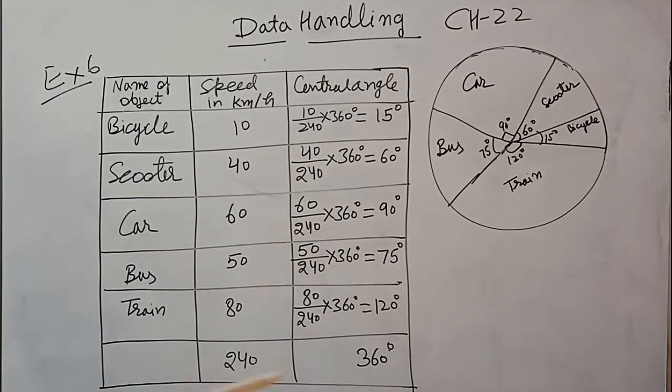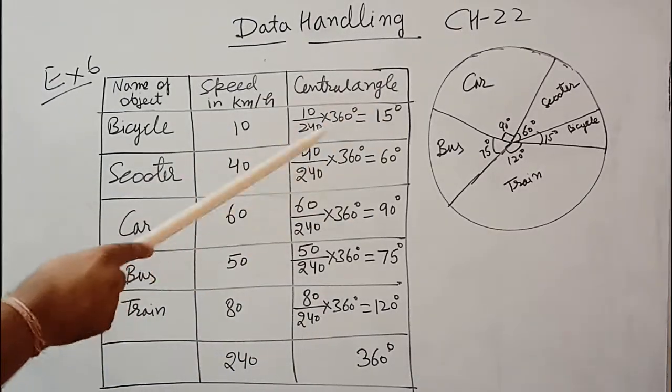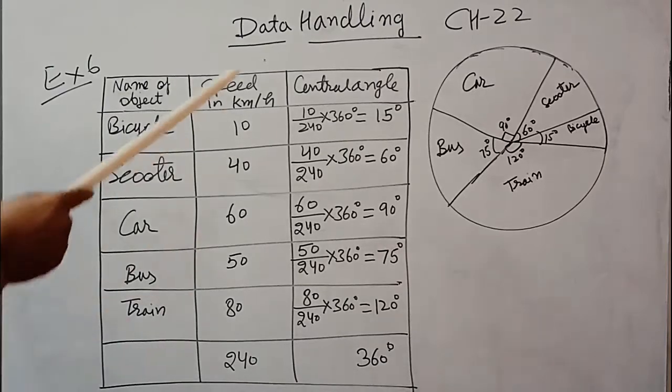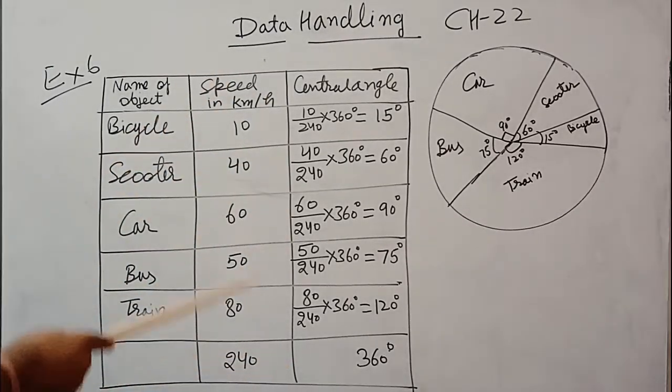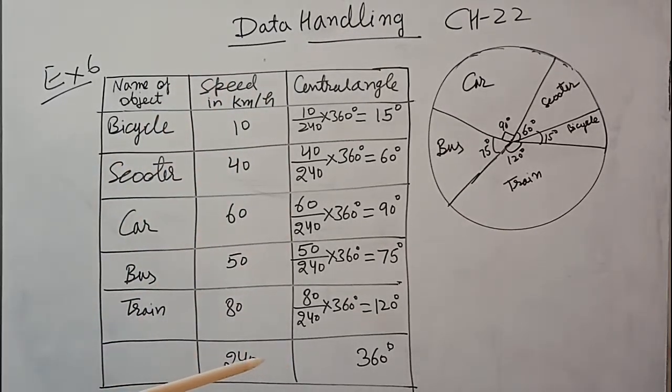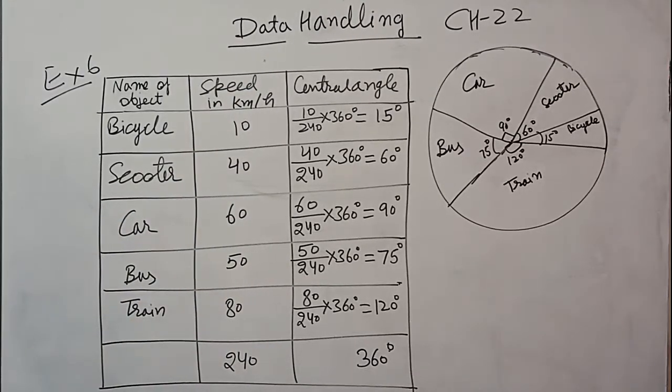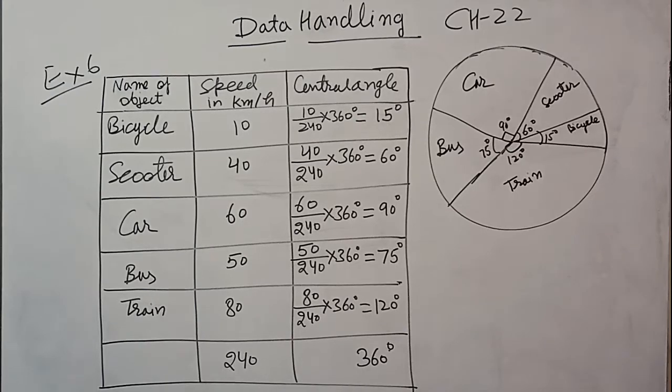So in that manner you will make a pie graph or pie chart. The object is given, the speed is given, and the central angle, I already told you how to find. In that manner you will make a pie graph. With the help of these sums, for example, you can do the sums of exercise 20b in which you have to make a pie graph or pie chart.